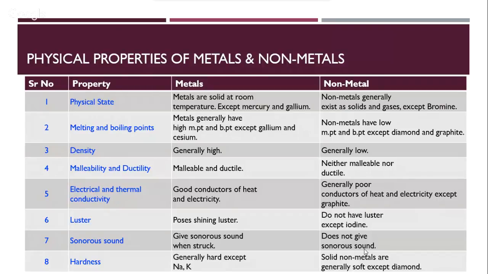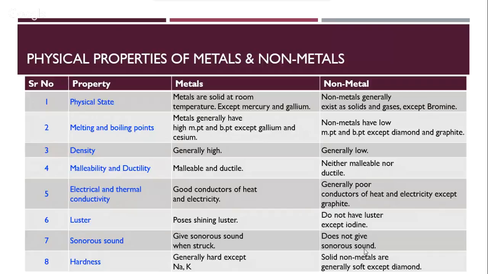Now a quick look at the properties of metals and non-metals. Of course, this is the easiest part of the entire metals chapter. We look at 8 different properties between metals and non-metals. There's physical state. Almost all metals are solid, and many non-metals are gaseous. The boiling and melting points of metals are very high, except for gallium and cesium. Similarly, non-metals have very low melting and boiling points, except for diamond and graphite. Then densities are very high for metals and very low for non-metals. Malleability and ductility are also very high for metals, and very low for non-metals.